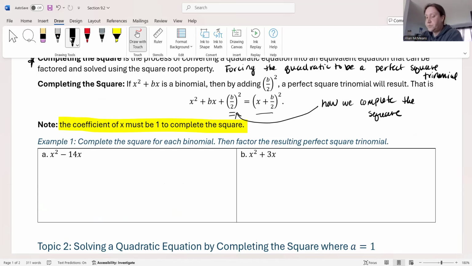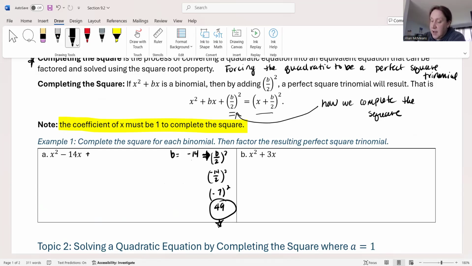That's a later video. Okay, so again, example 1, it says complete the square for each binomial, then factor the resulting perfect square trinomial. Well, for part A, we have x squared minus 14x. What constant would we have to add to this so that it's a perfect square trinomial that we could then factor? Well, we want to take b, which is negative 14, divide it by 2 and then square it. So that's our end goal. We've got negative 14 divided by 2 squared. Well, that's negative 7 squared, or 49. This value right here completes the square.